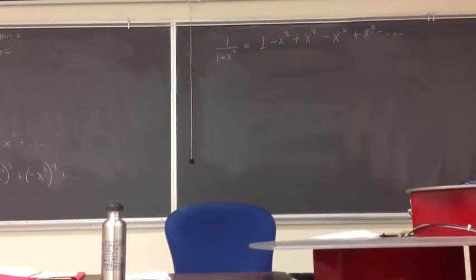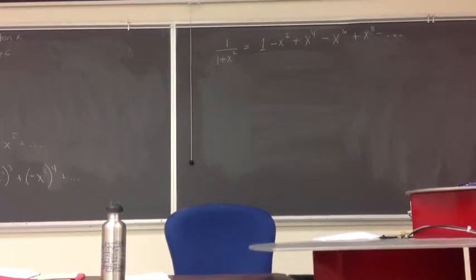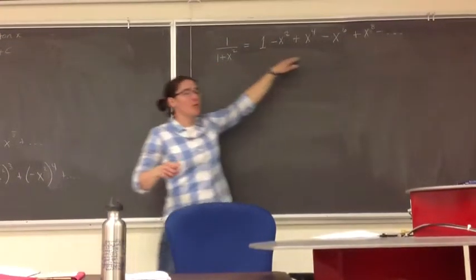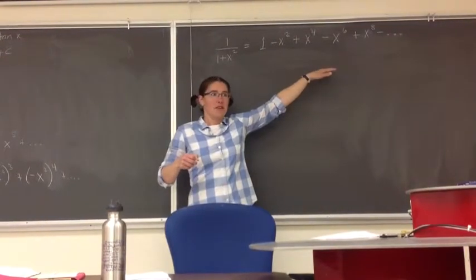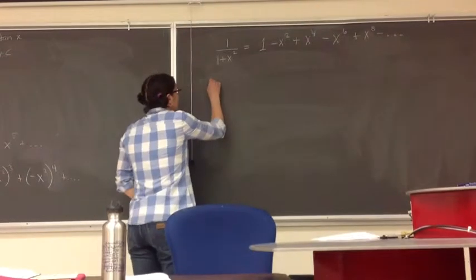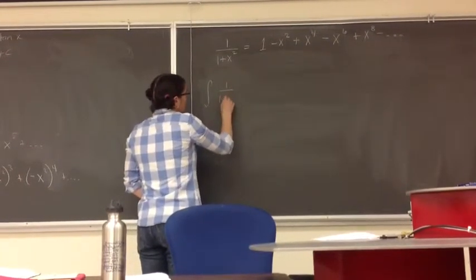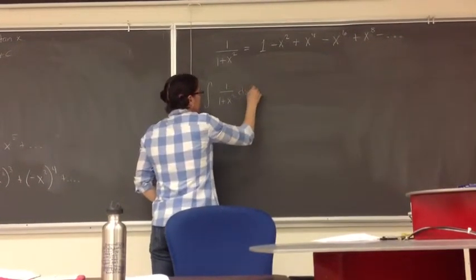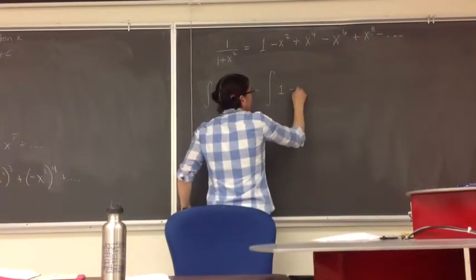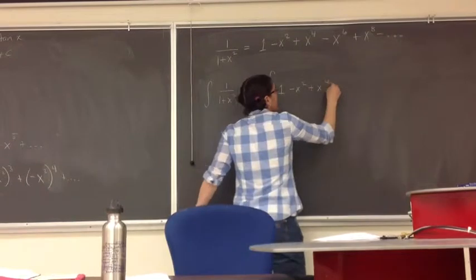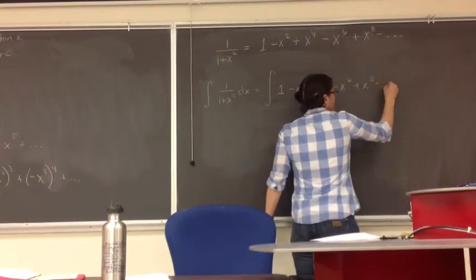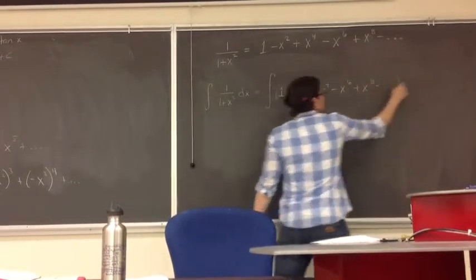So here's the cool bonus part, and that is that we now have that 1 over 1 plus x squared is equal to all of this stuff. Turns out that we can integrate on both sides of this thing. And so we can write down the integral of 1 over 1 plus x squared dx is equal to the integral of 1 minus x squared plus x to the 4th minus x to the 6th plus x to the 8th minus dot dot dot dx.